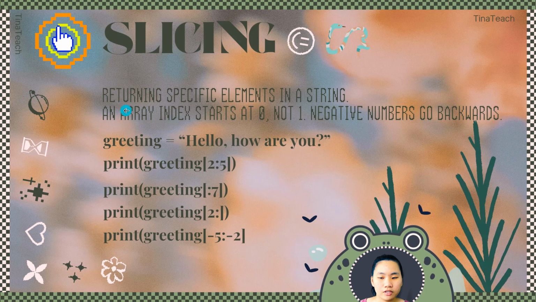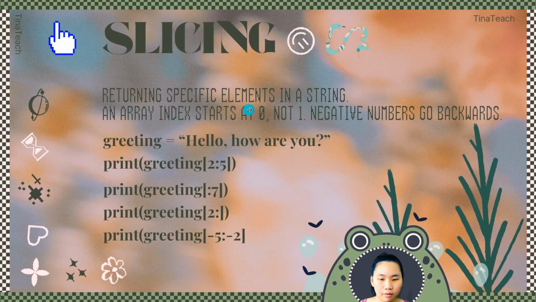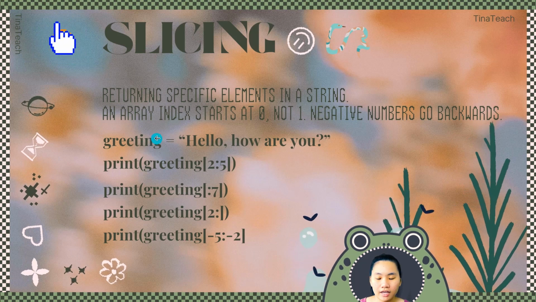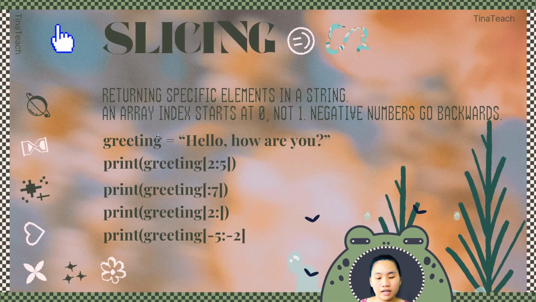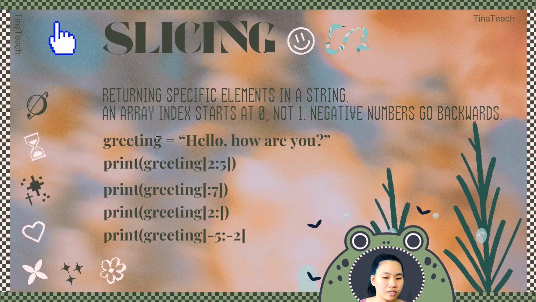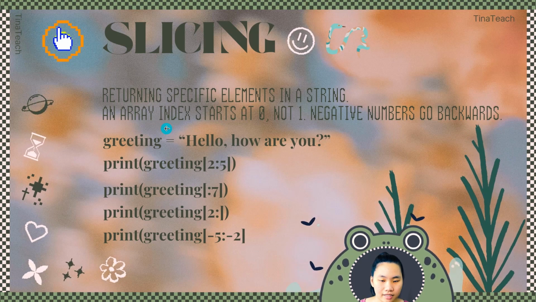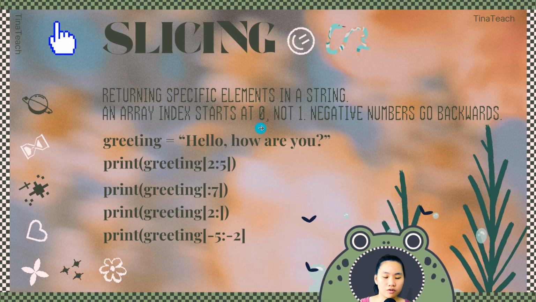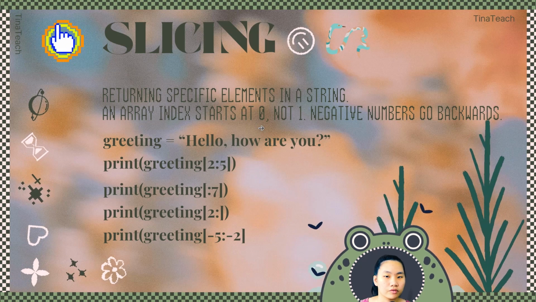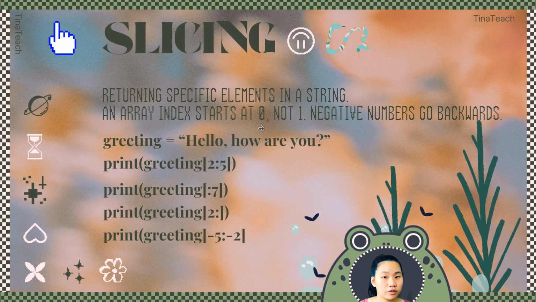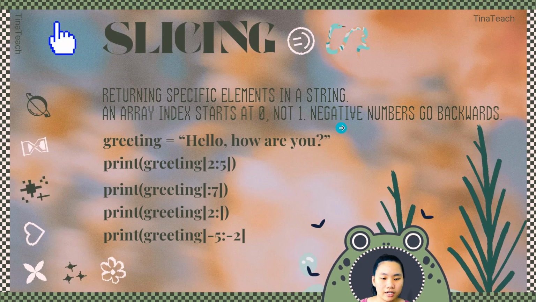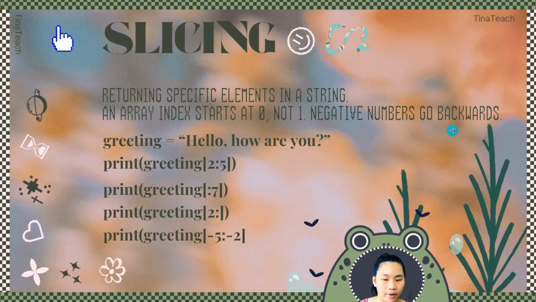So slicing allows us to return a specific element in a string or an array. And you have to understand that slicing and indexing go together when it comes to understanding, because index starts at 0. So in a programming language, they start at 0, 1, 2, 3, 4, 5, as opposed to 1, 2, 3, 4, 5, like we typically do. And for negative numbers, we go backwards.